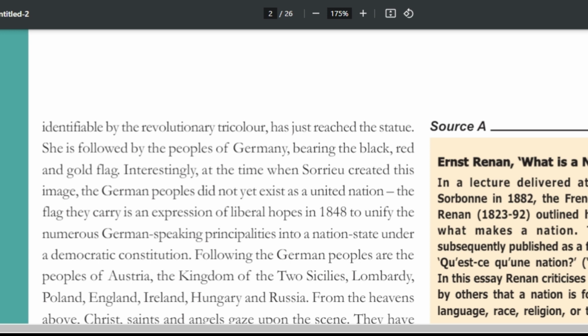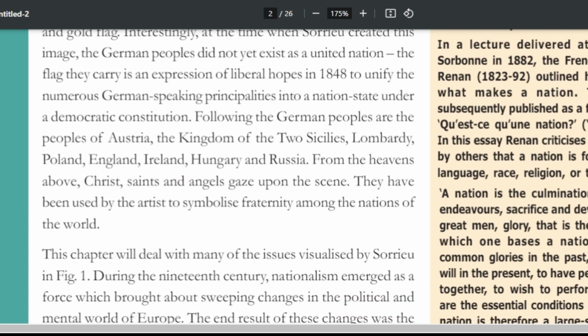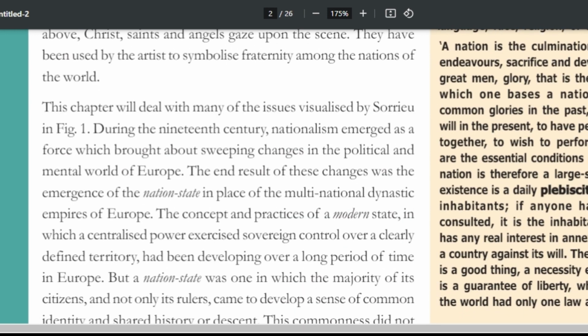Following the German people are the people of Austria, the Kingdom of Two Sicilies, Lombardy, Poland, England, Ireland, Hungary, and Russia. From the heavens above, the Christ, saints and angels gaze upon the scene. They have been used by the artist to symbolise fraternity among the nations of the world. This chapter will deal with many of the issues visualised by Sorrieu in Figure 1.